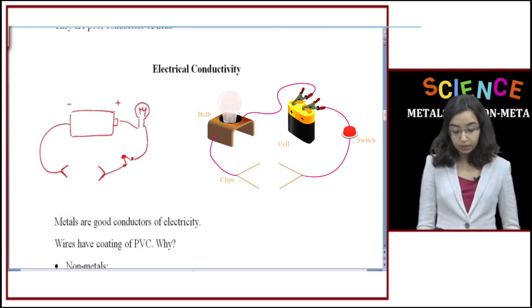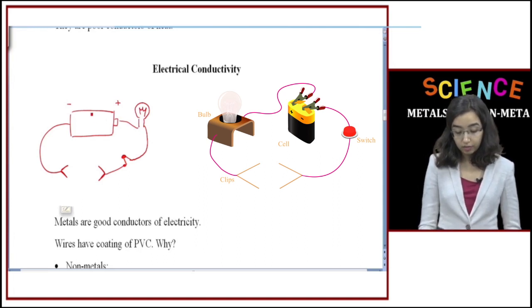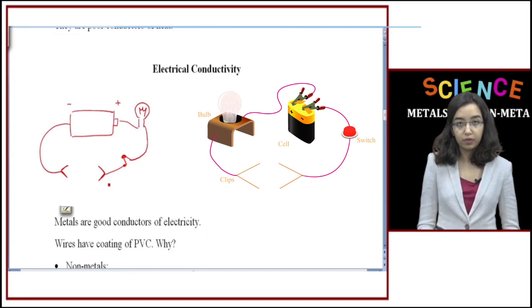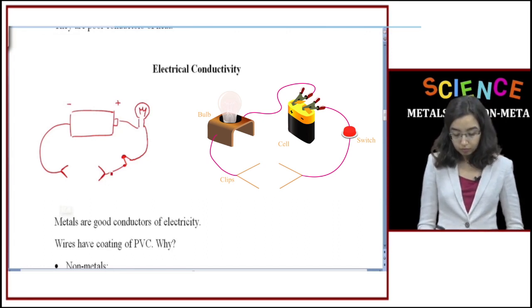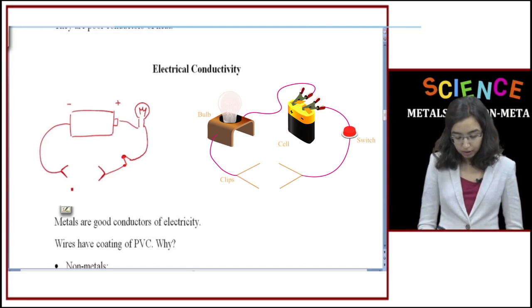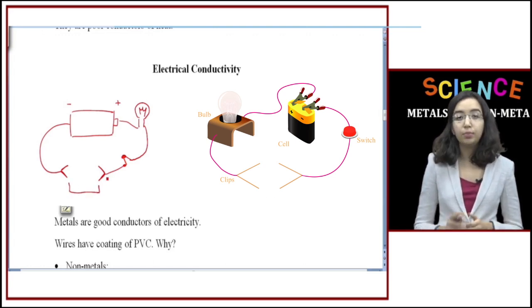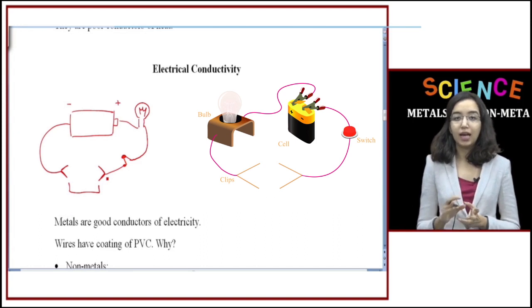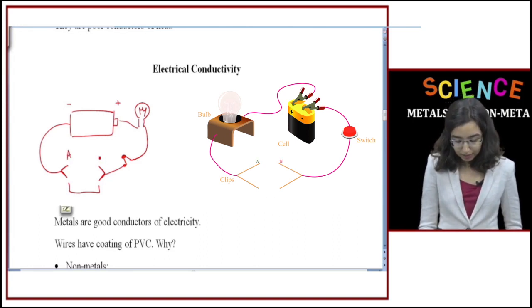So in this activity, we have made a circuit. We have a cell, we have a bulb, we have a switch, and we have clips of the wire. Now, what we have to do in this activity is that in this gap in the circuit, we can put in different kinds of elements and check if they conduct electricity or not. So let's label this gap as AB.